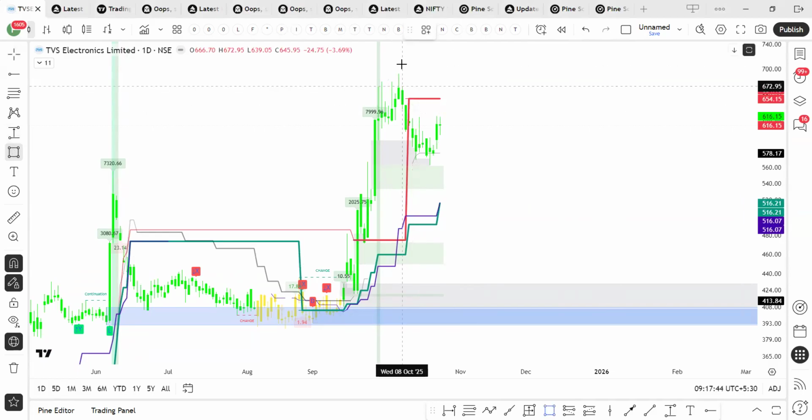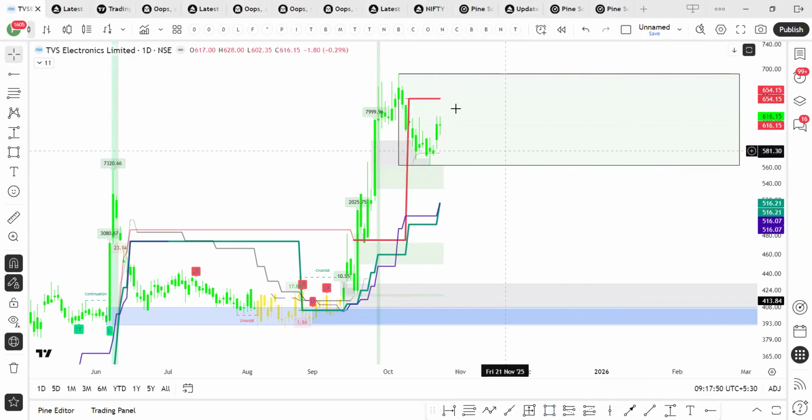It may go above this also. It's possible. I don't know what will happen, but it is likely to consolidate. So if you are already holding, then you can hold on to this. And if it closes below this, I'm having some more.